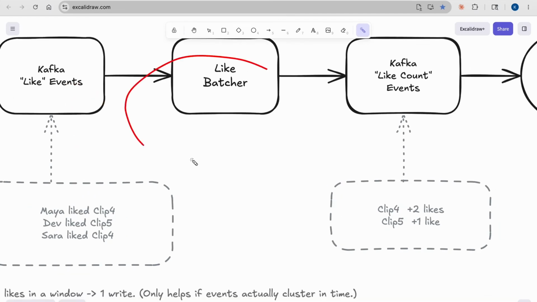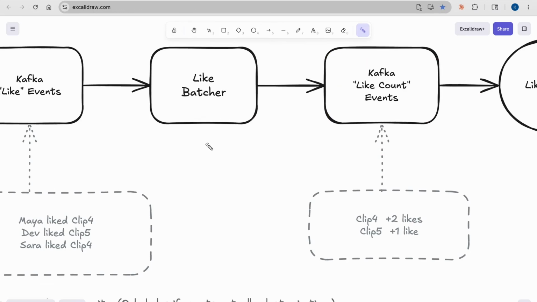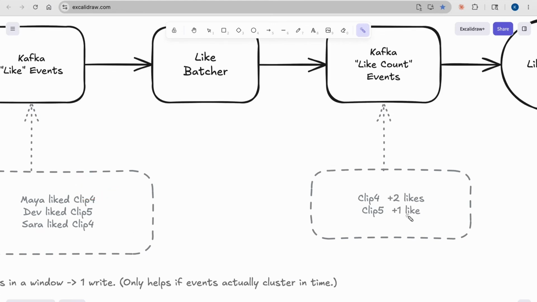The batcher keeps the count for that specific clip or video. So we know from these events that clip 4 has 2 likes and clip 5 has 1 like. Ideally we show the number of likes or comments for a specific post or video on platforms, mostly not who has liked. That would be shown once a user views that specific video; in a feed we mostly show just the count.